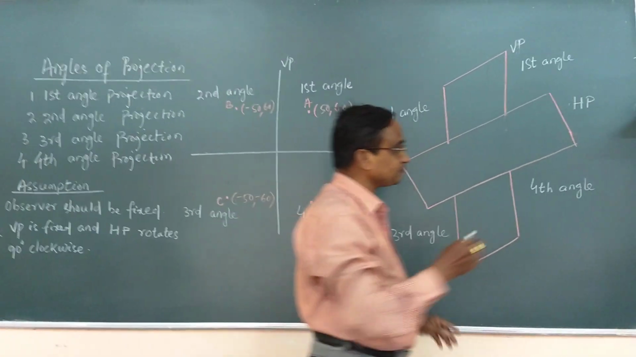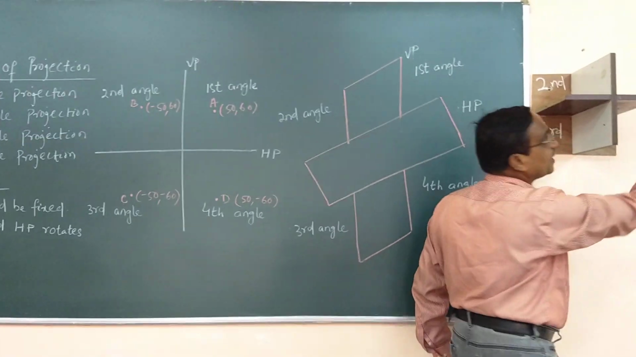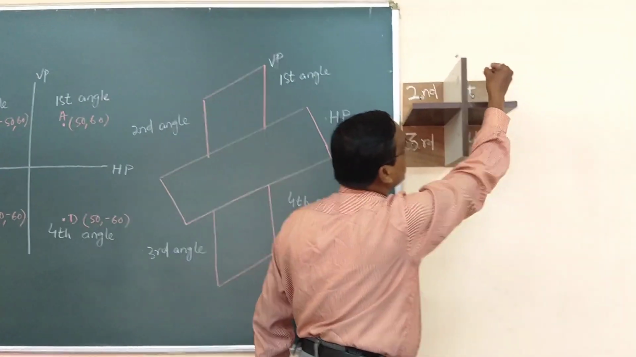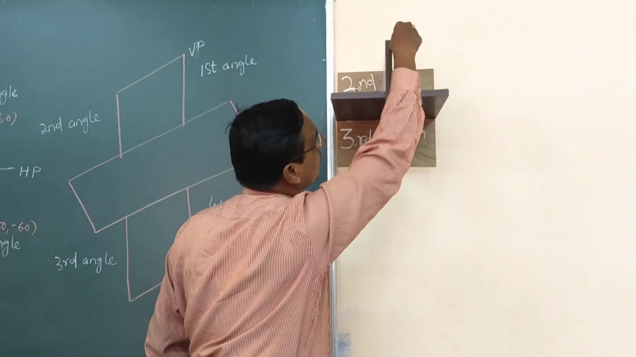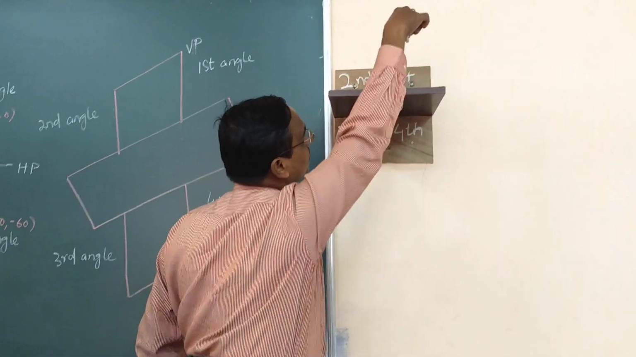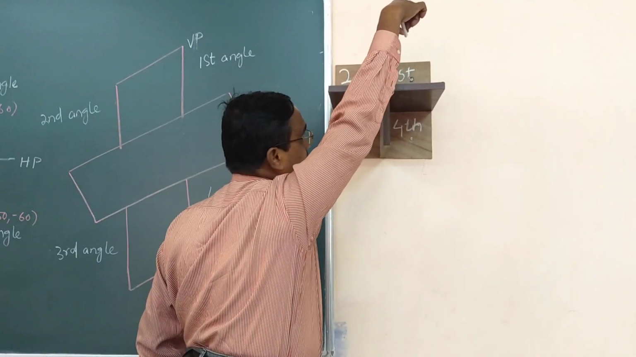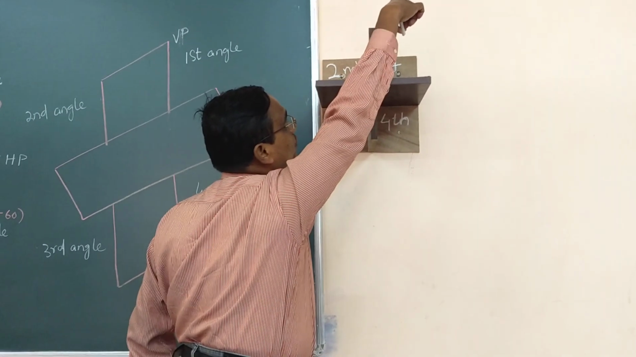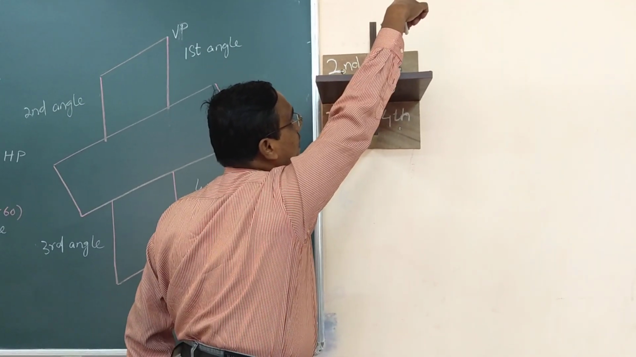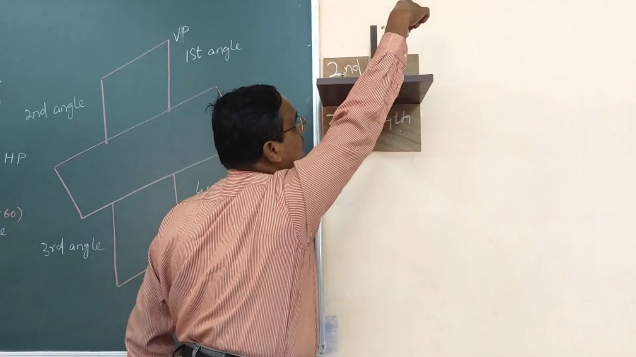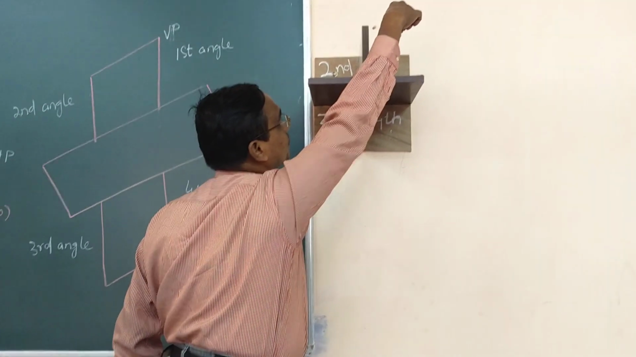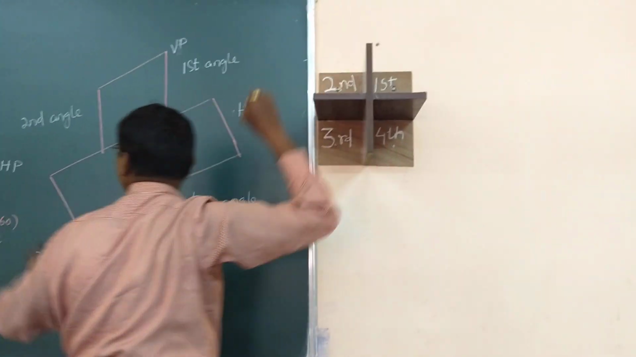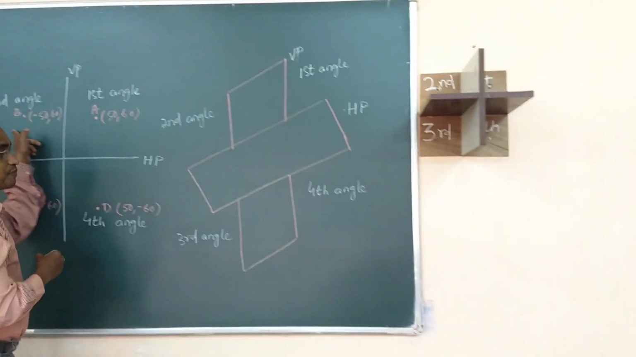Just to mark, this is my point A. Point A is 60 mm above HP and 50 mm in front of VP. This is the point A. Just to mark the tip of the chalk, this is the position of point A. It indicates the position of the object in first quadrant. So it is first angle projection. Now come to second angle projection.